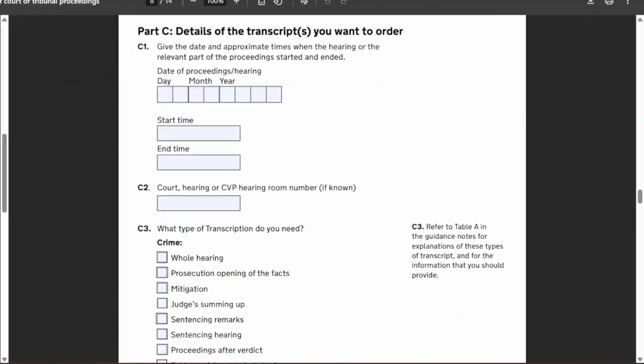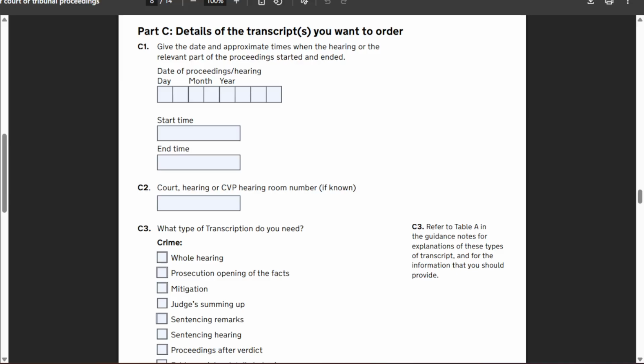But what I've done is chosen this part to look at because I don't want to go through the whole thing for you. You can download it and have a look yourself. Okay. So part C1 basically is asking you, what are you asking the court to give you? Details of the transcript which you want to order. You've got to provide the date the matter was heard, the month, and the year. You've got to provide a start time and end time of the part of the transcript which you want.